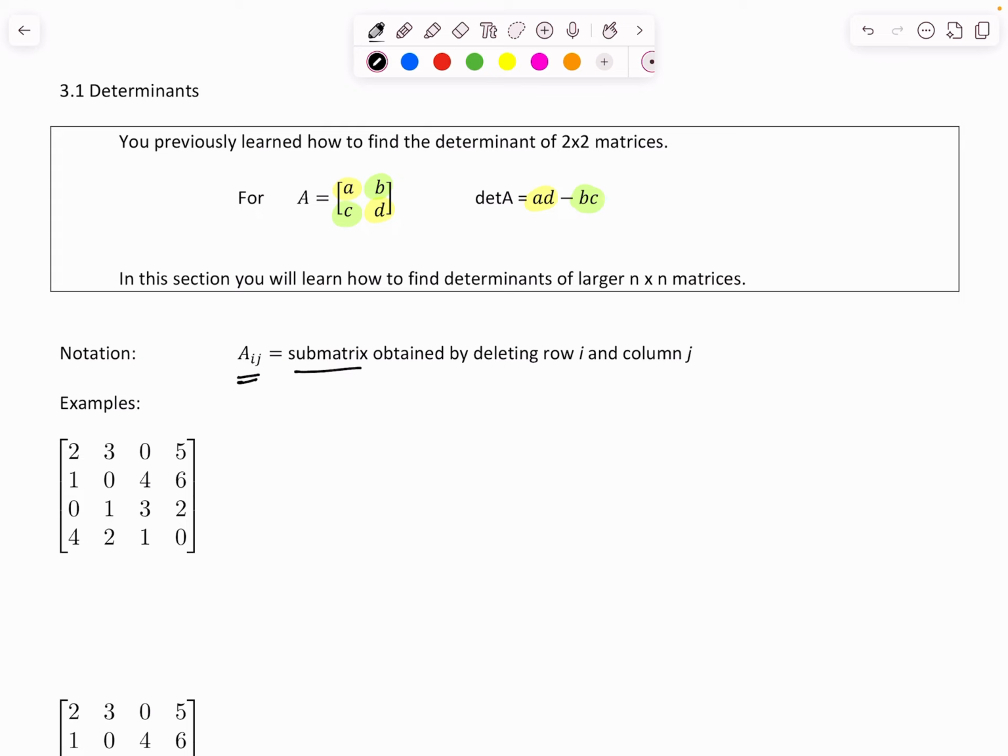A subscript ij is just the submatrix you get by deleting row i and column j. So for this matrix A, if I want to do the submatrix A2,3, that means I want to delete row 2, column 3. So take out row 2, column 3, and the submatrix that you end up with is 2, 0, 4, 3, 1, 2, 5, 2, 0.